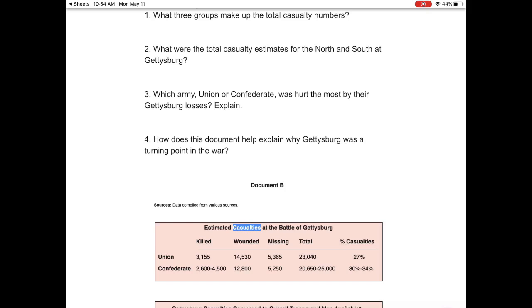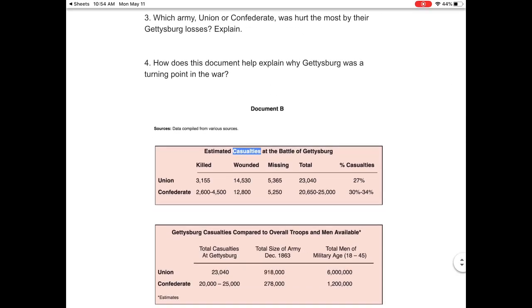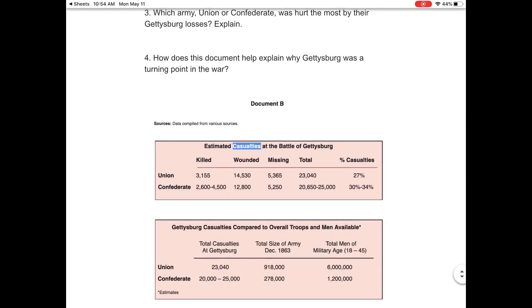What were the total casualties estimated for the North and South at Gettysburg? Okay, check the chart, figure that out. Which army, Union or Confederate, was hurt the most by their Gettysburg losses? So I'll make a case for who was hurt more. I think percentages of casualties would be a good number to look at.